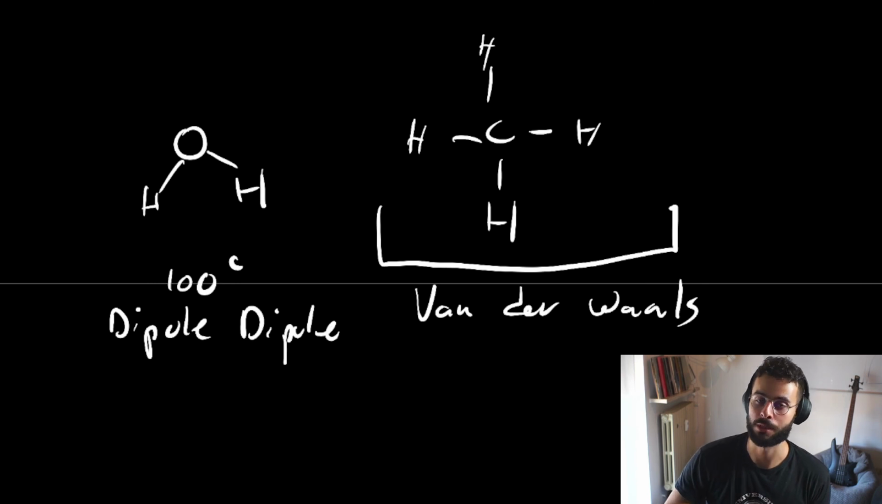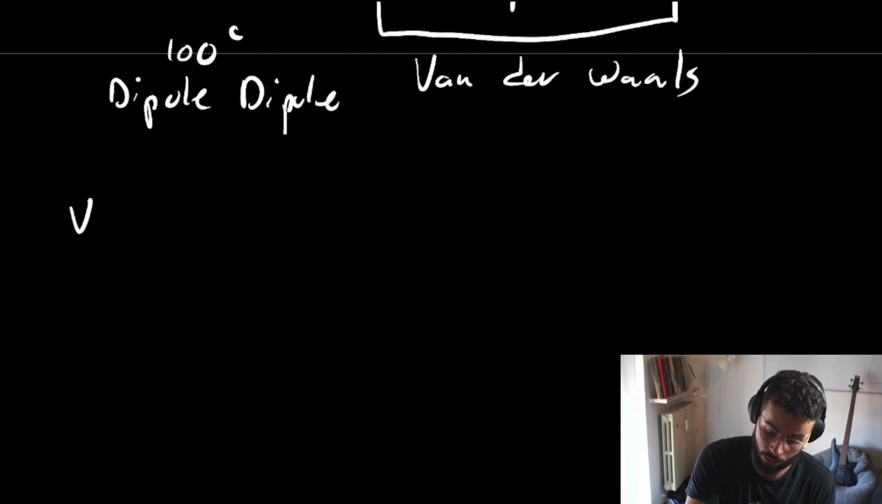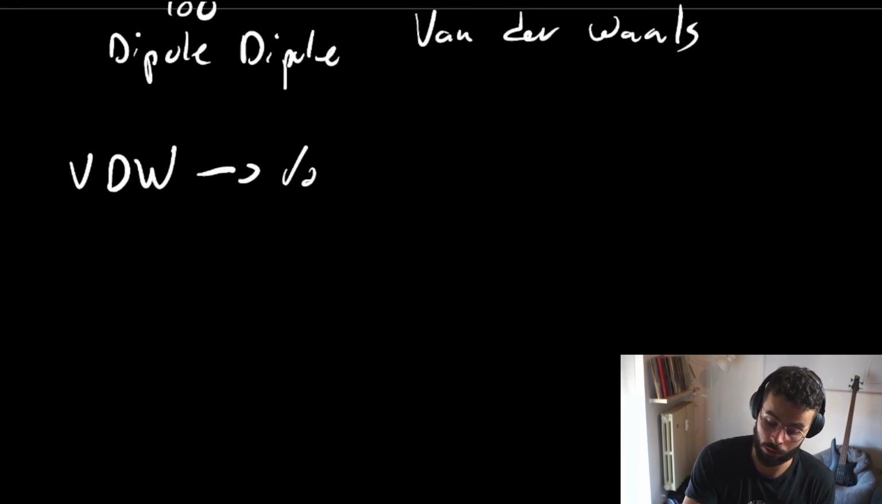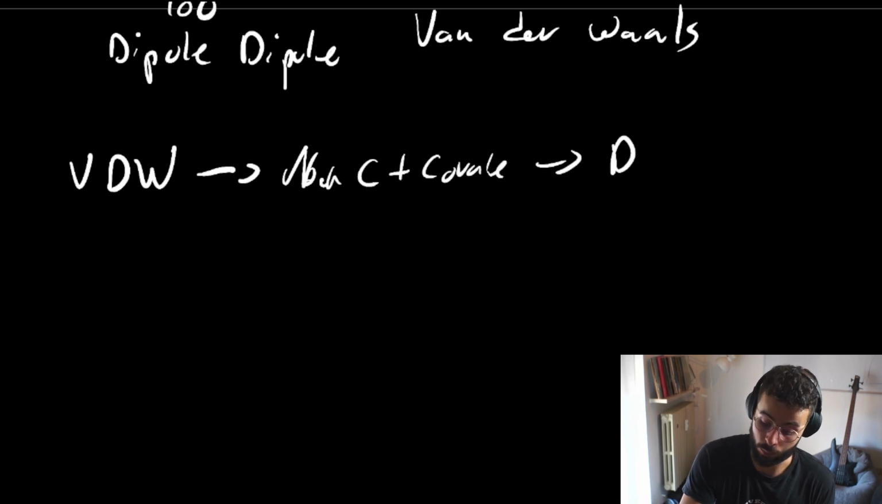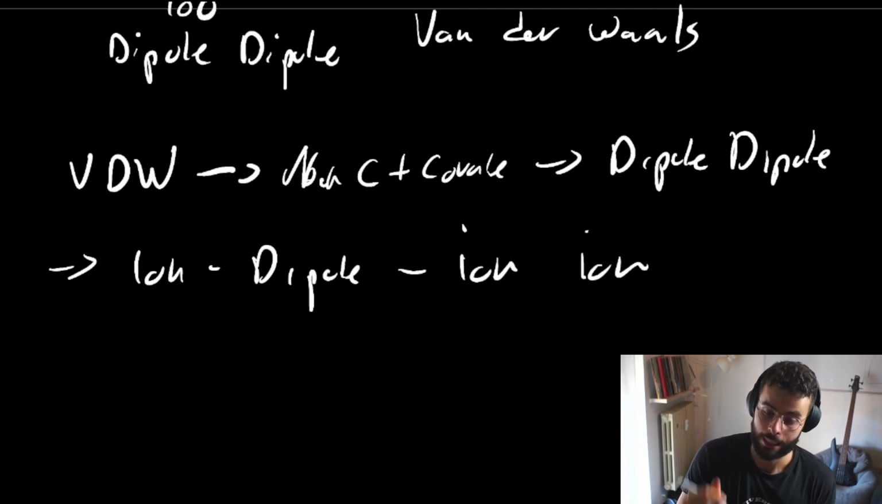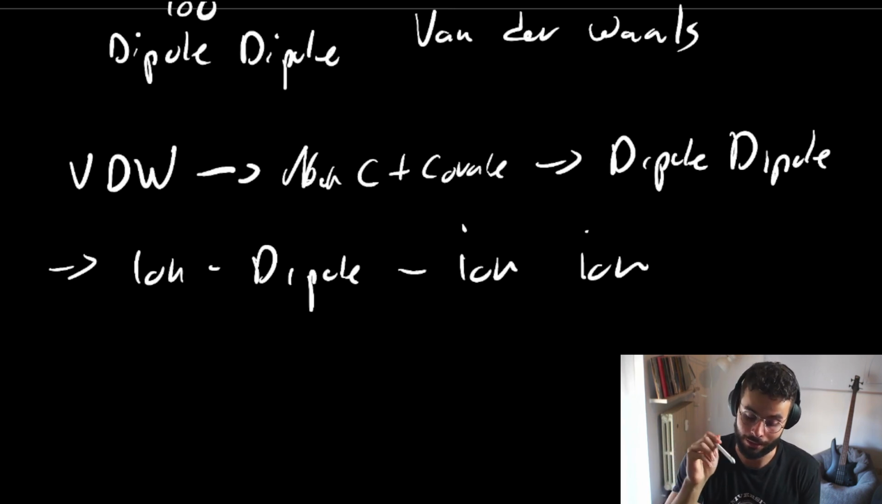Now, the order of strength when it comes to intermolecular forces: the weakest is the van der Waals. Then you have dipole-dipole. And then you have ion-dipole, and then you have ion-ion. The boiling and melting points increase based on the strength of the intermolecular forces. It's very important to remember.